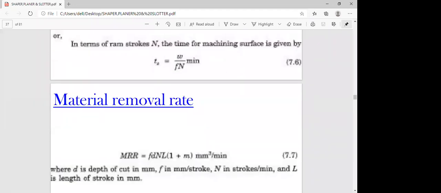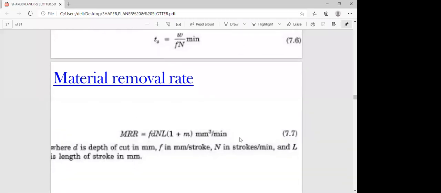Material removal rate is given by F into D into N into L into 1 plus m or 1 plus K. What is F? F is mm per stroke. What is D? D is depth of cut. What is N? Ram strokes, in strokes per minute. What is L? L is the length of stroke in mm. This is the formula. We will give you a small problem, and you directly apply the formula for the material removal rate in a shaper.